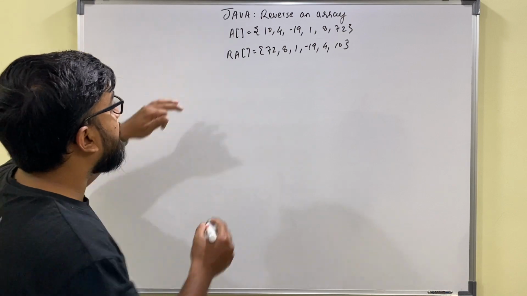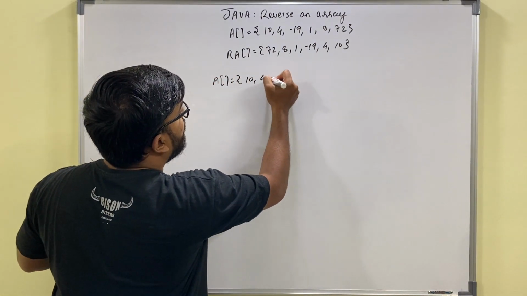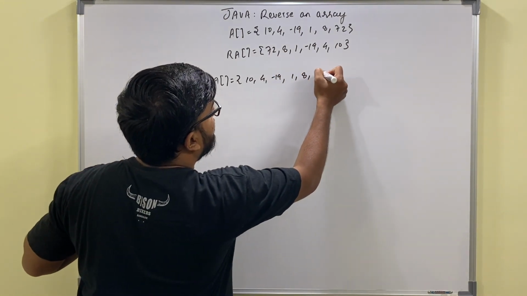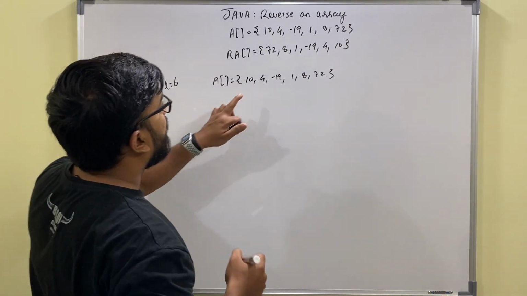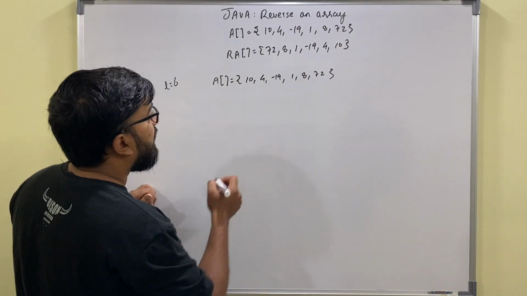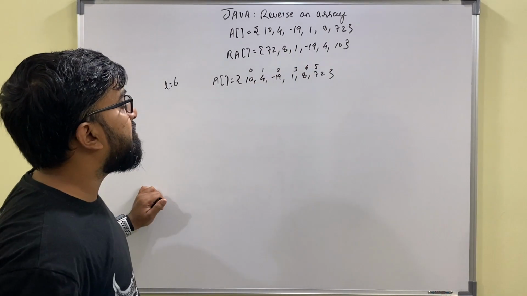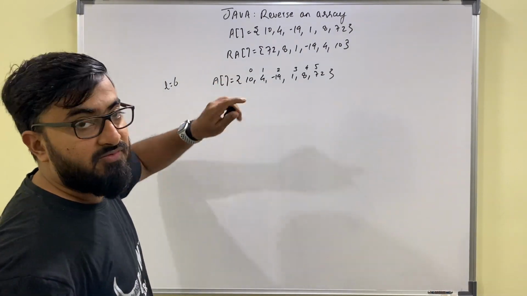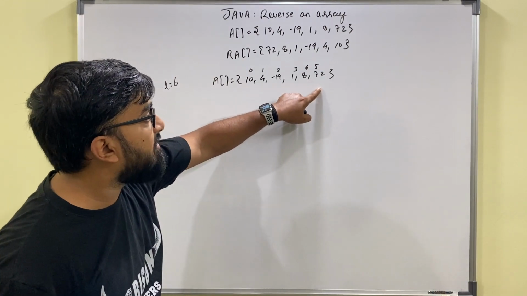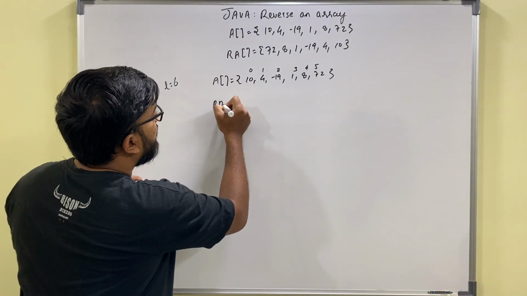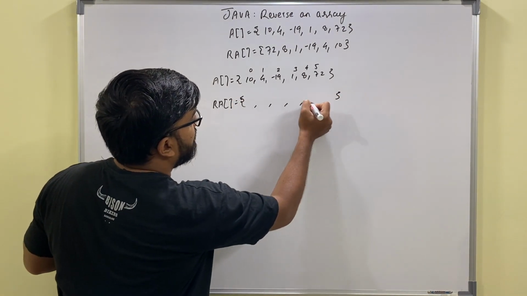Alright. So let me write this array A here. I have values 10, 4, minus 19, 1, 8 and 72. The length of this array, A dot length, is 6: 1, 2, 3, 4, 5, 6 values, and indices are going to be 0, 1, 2, 3, 4 and 5. In order to get this reverse array, the first thing I need to do is create a fresh array of the same size as this array A. So I am going to create a fresh array of size 6.